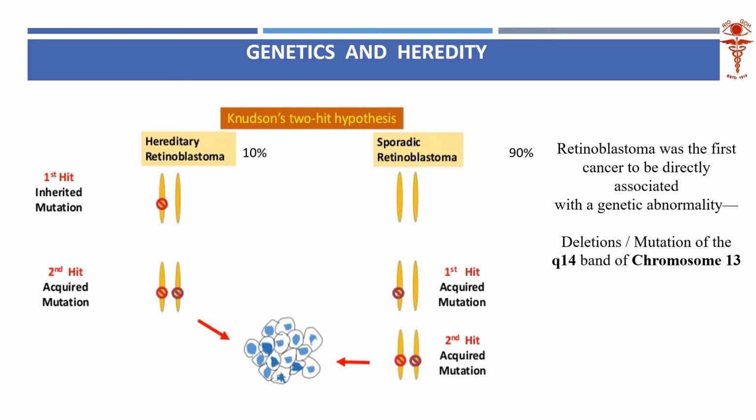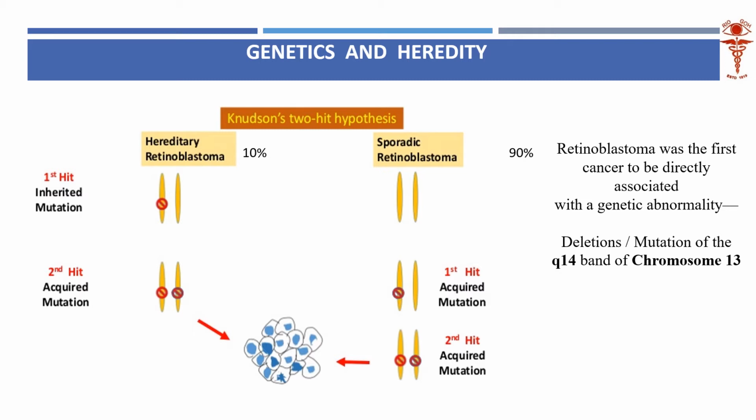In genetics, two questions are commonly asked. One question I've already addressed in the previous slide. I told you sporadic cases present a bit later, by 2 years of age, and are usually unilateral and unifocal. The bilateral or multifocal cases usually present early and they are familial.